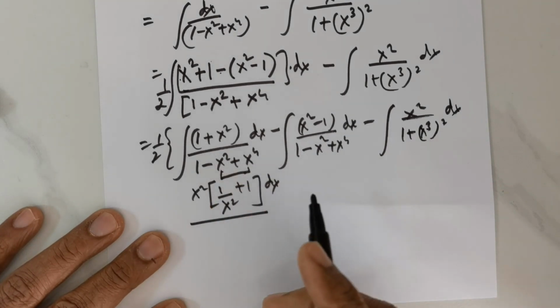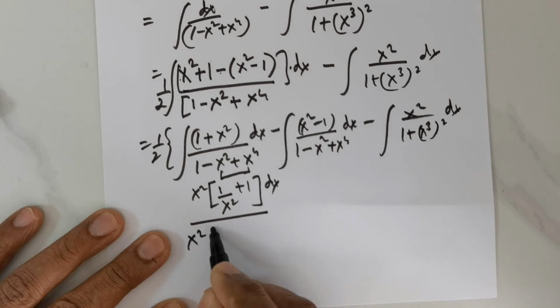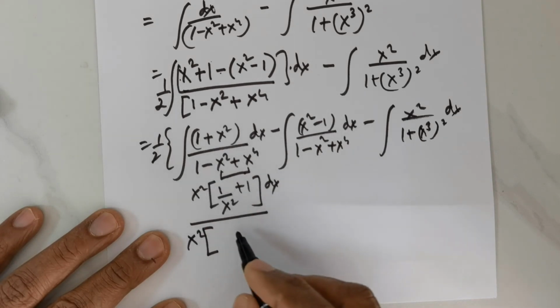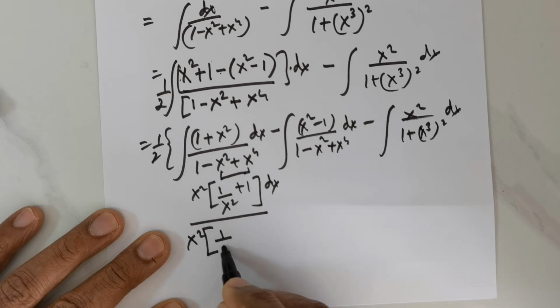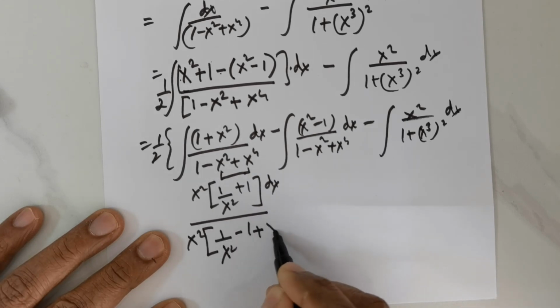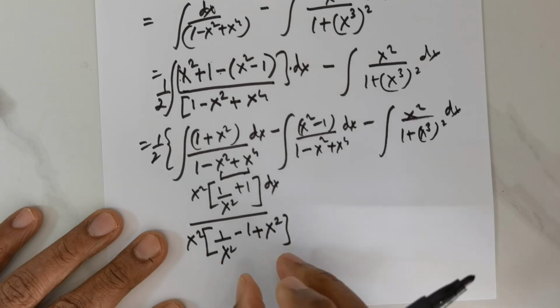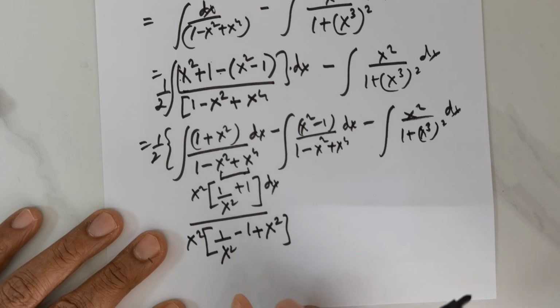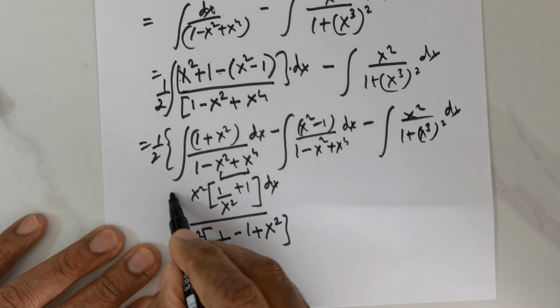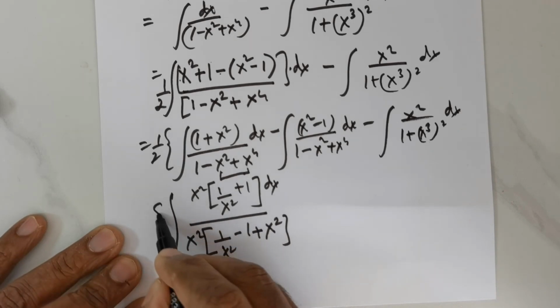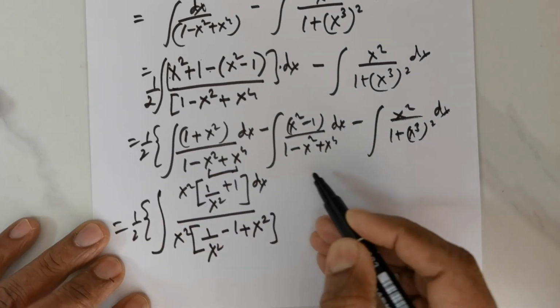Okay, now if I were to take x^2 out, I need to first concentrate on these two terms. If you take x^2 out, I'm going to get 1 over x^2 here, and then a -1 and a +x^2. So I need to be careful how exactly I am aligning the terms. That is of critical importance. So you got the integral there and the parenthesis with 1 over 2.